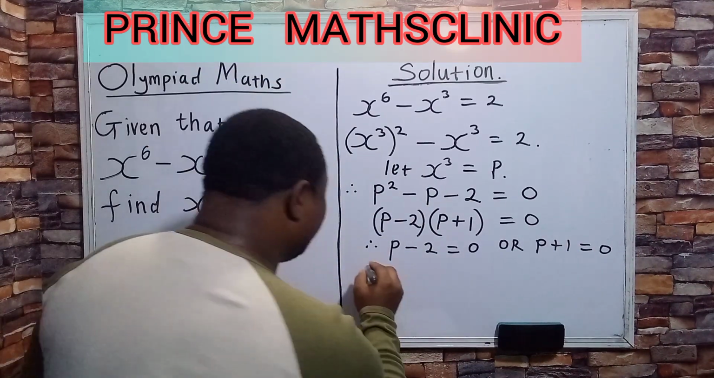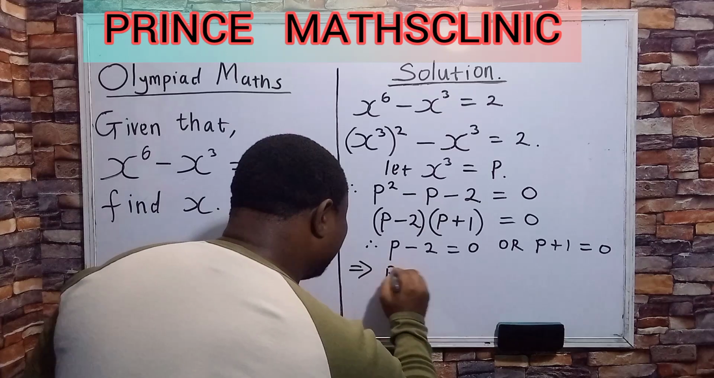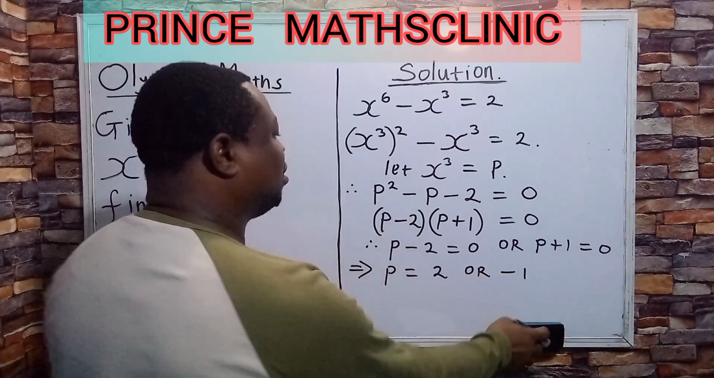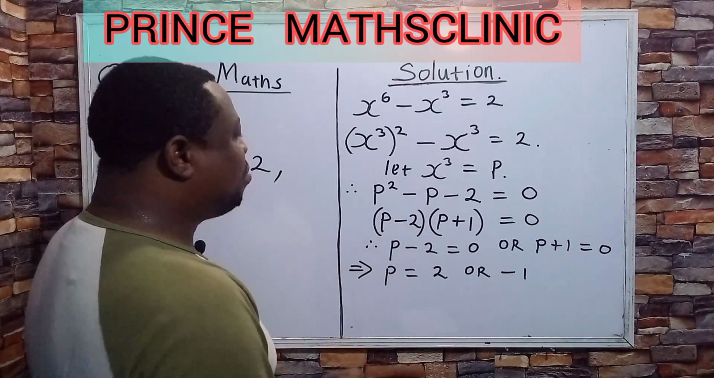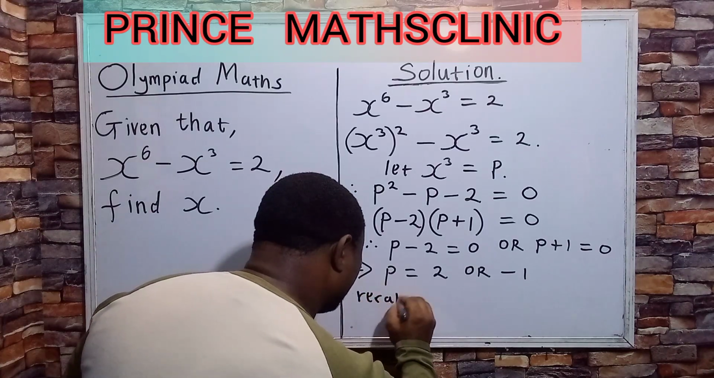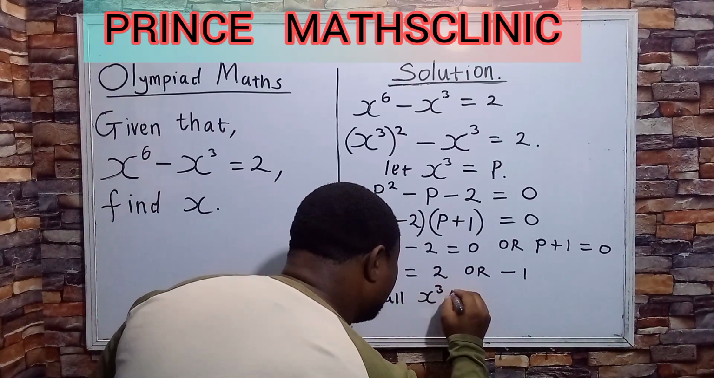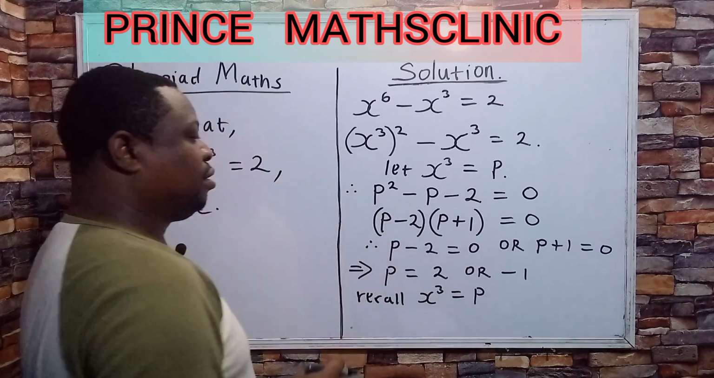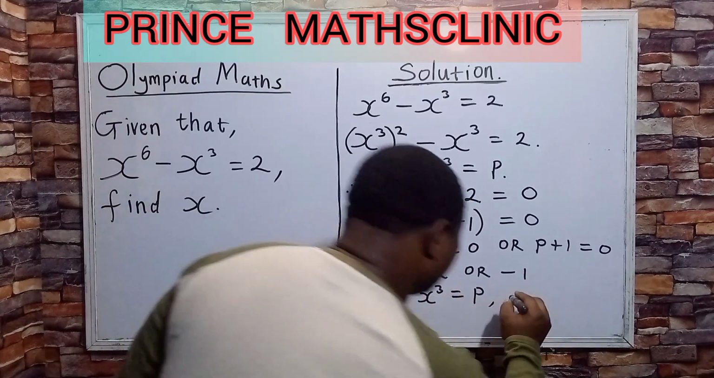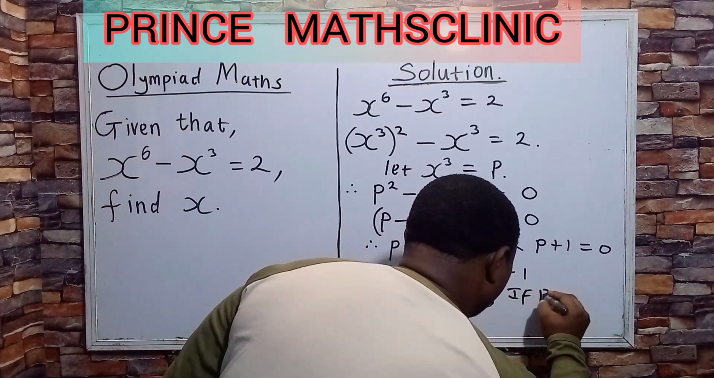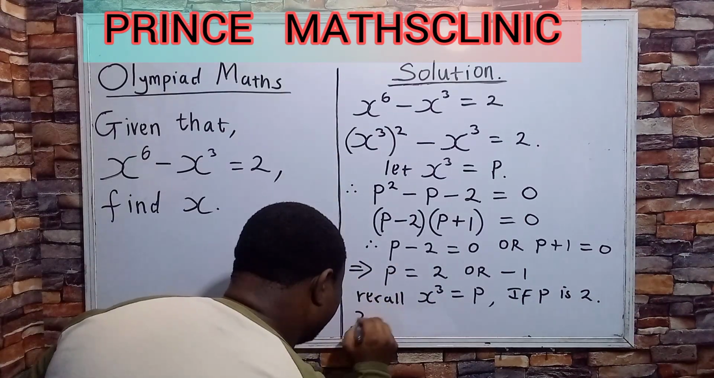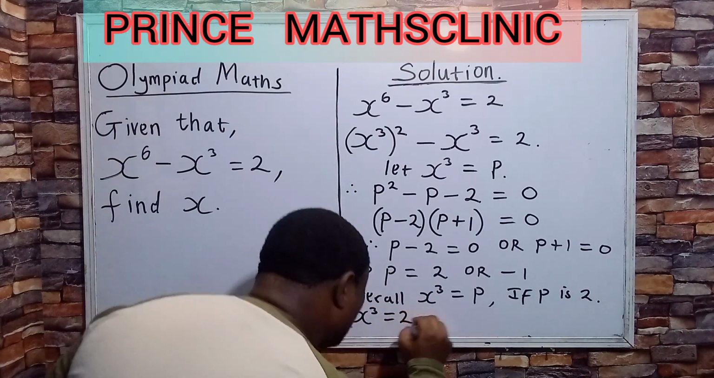So what does that mean? It then means that p is either 2 or minus 1. Now that we know that p can be 2 or minus 1, we have to recall that x cube is equal to p. So now, if p is 2, it means that x to the power of 3 becomes 2.